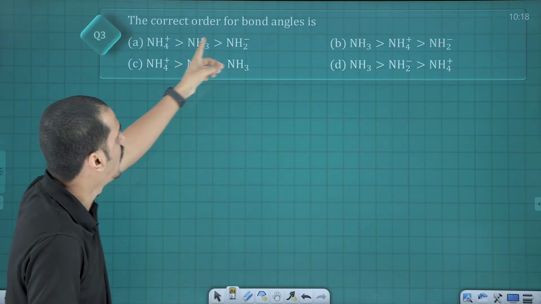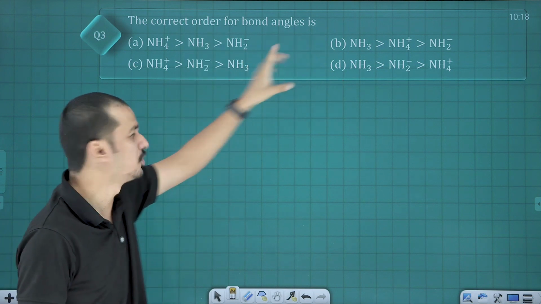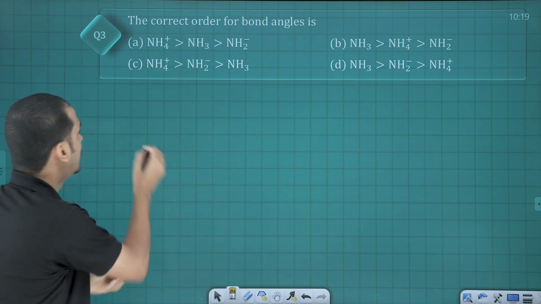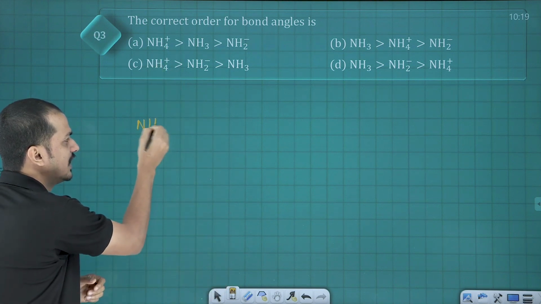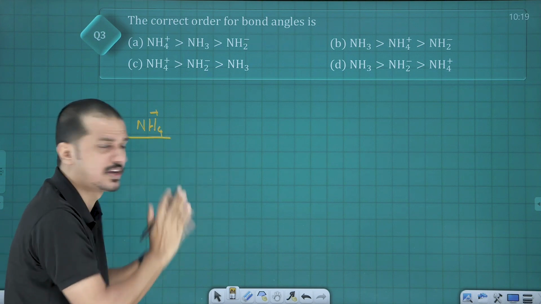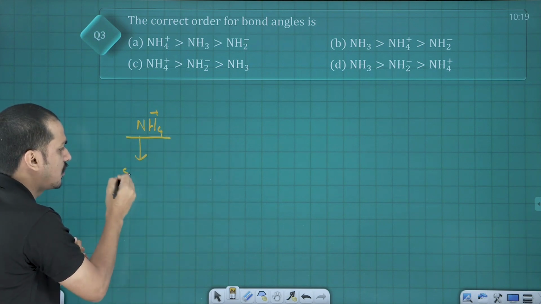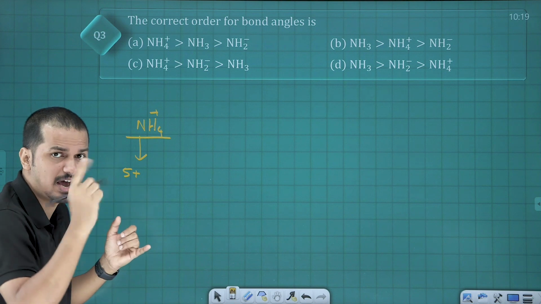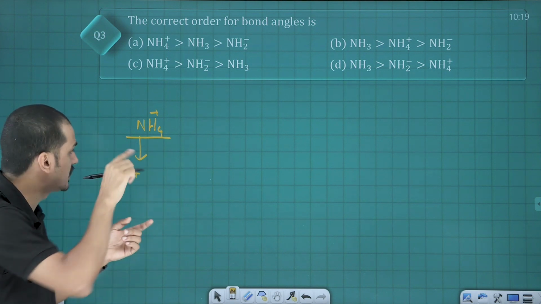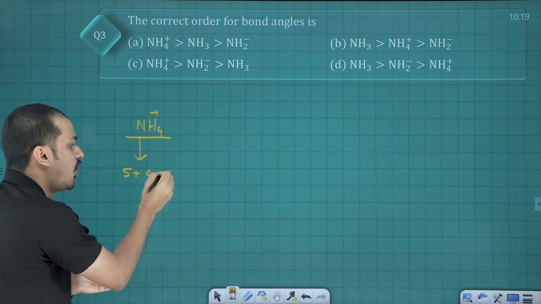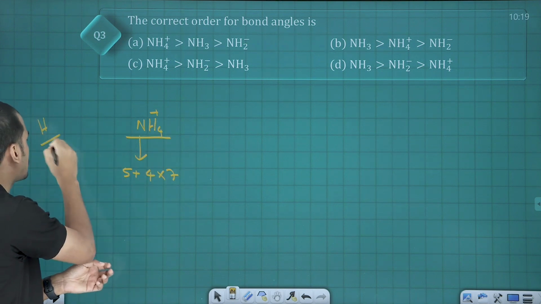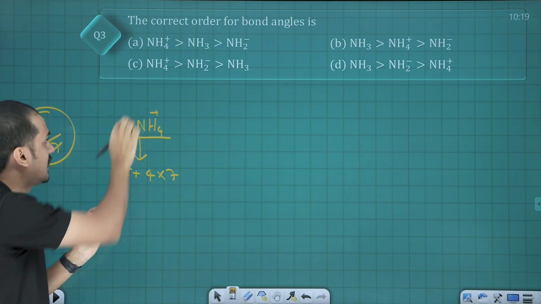Next question: the correct order of bond angles is. You know how to find the hybridization, and how to find the number of bond pairs and lone pairs. In the case of NH4+, if you know the basic idea, you can directly do it, or use our formula. Nitrogen valence electron is 5. Whenever we are using my formula, it is total valence electron divided by 8. For hydrogen, we are an exception: we take 4 into 7, 7 valence electrons for each hydrogen.